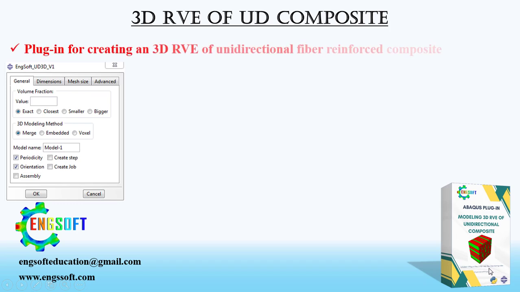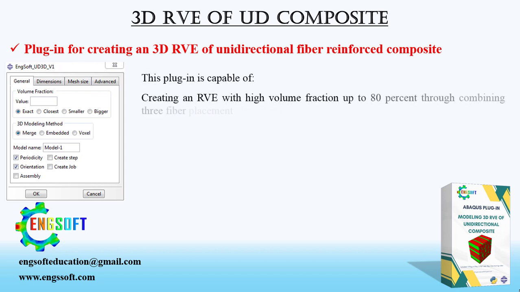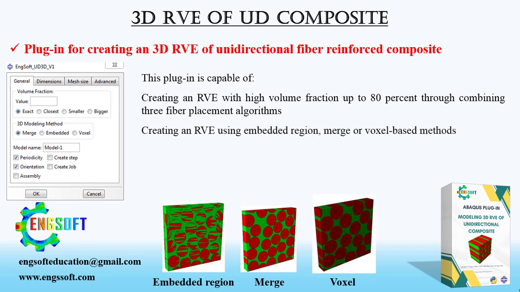In this video, we will discuss a unique plugin which was developed by our expert team for creating 3D RVE of unidirectional fiber reinforced composite materials. This plugin is capable of creating an RVE with high volume fraction up to 80% through combining three fiber placement algorithms. Creating an RVE using embedded region, merge, or voxel-based methods.